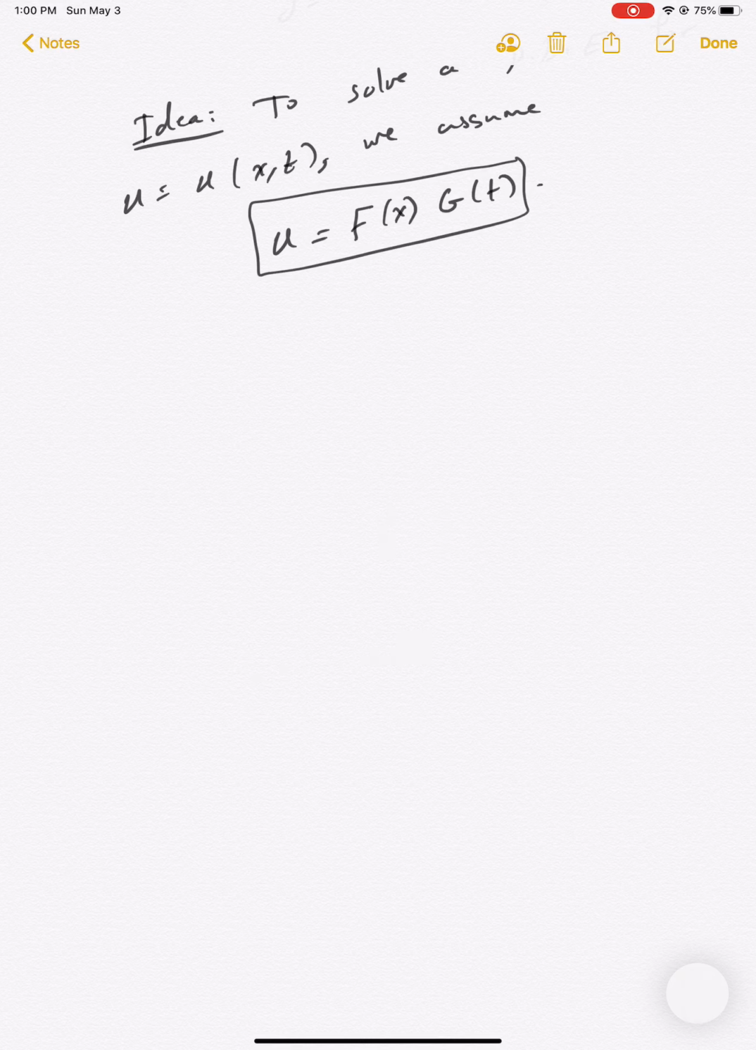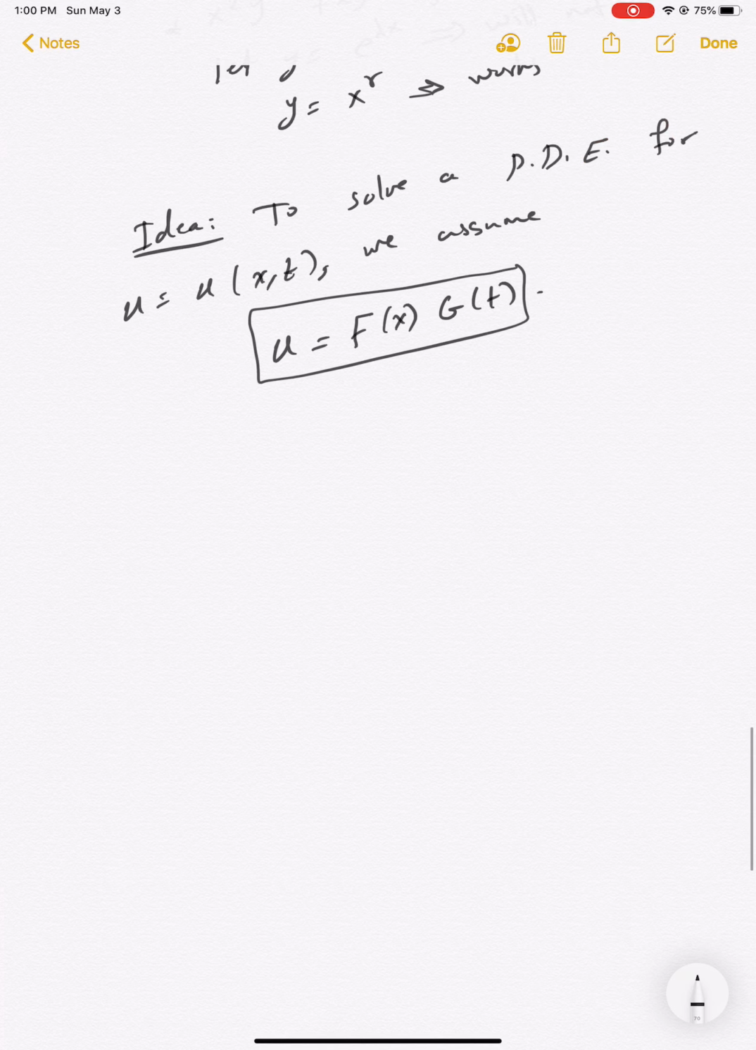Okay, so in this method, again, we start by assuming that the solution has this form, f of x times g of t. Of course, now the question is, how do we tell if we can solve our equation using this method or not? If we start by assuming f of x times g of t, then when can we decide if this is correct or not? We will see from the first example.